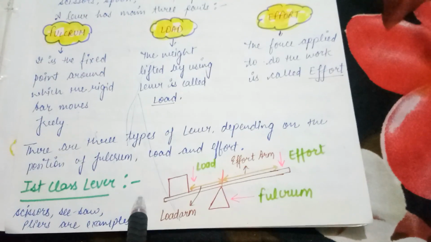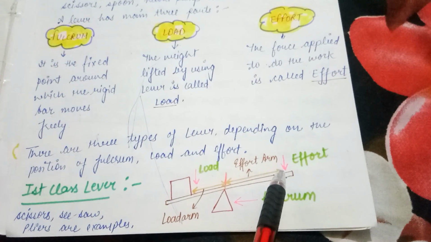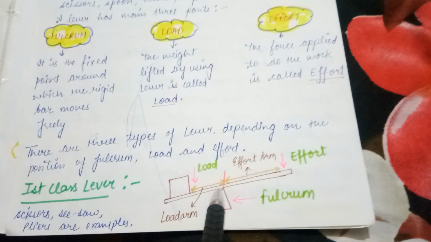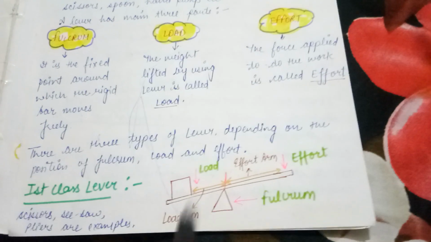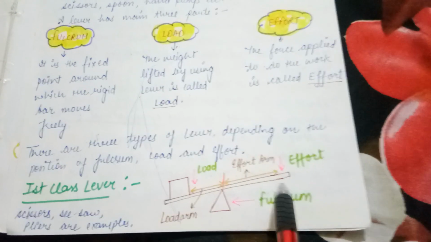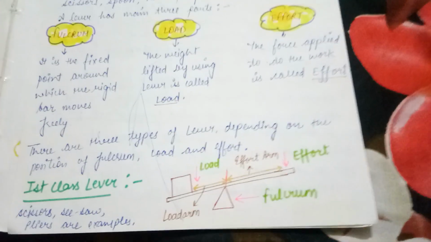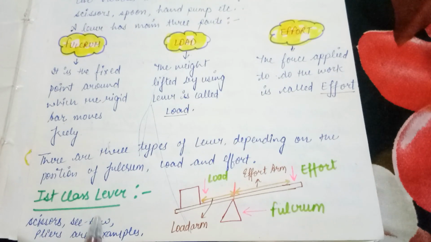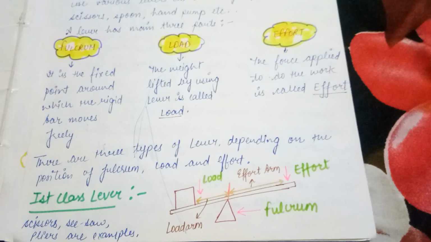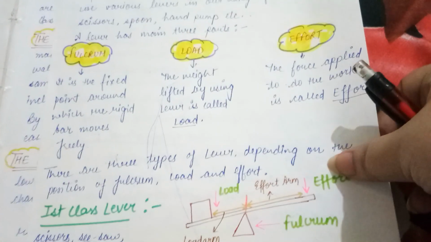So in the first class lever, the fulcrum is between load and effort, and the distance between the fulcrum and the load is called load arm, and that between fulcrum and effort is called effort arm. The examples of first class lever in our daily lives are scissors, seesaw, pliers, etc. Now next we will do second and third class lever.